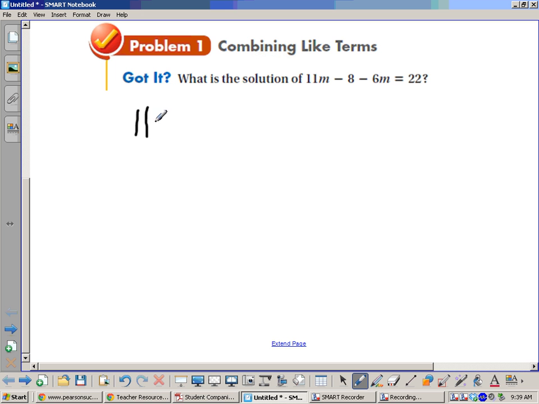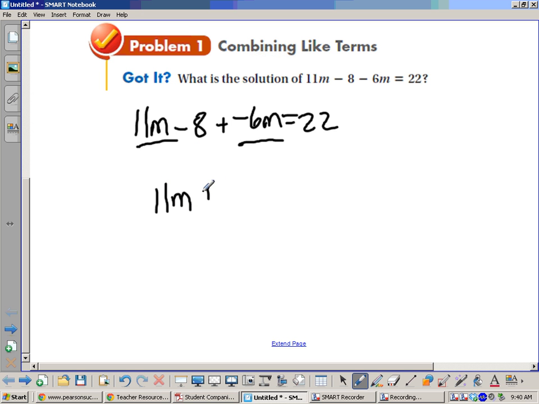So we're going to take 11m minus 8 plus a negative 6m. So I'm just rewriting the minus 6m as plus a negative 6m so that I can take these like terms and combine them. So 11m plus a negative 6m. And we're going to keep that minus 8 in there, and we're going to work with that in just a moment. So 11m plus a negative 6m is 5m.